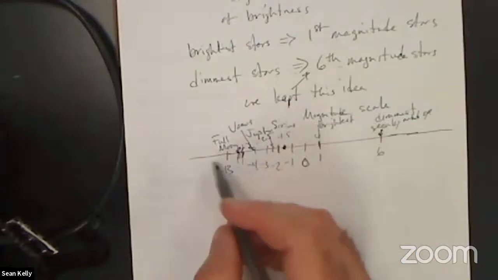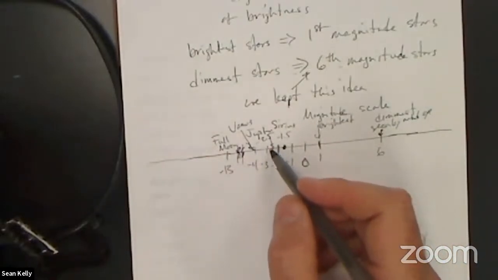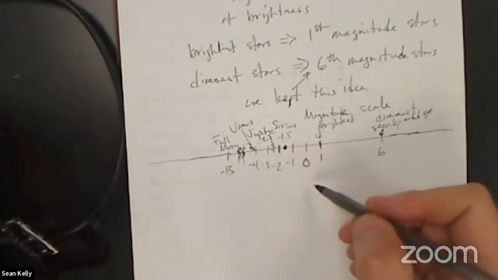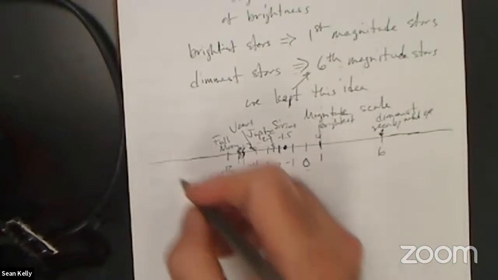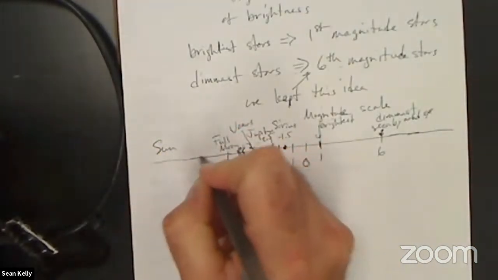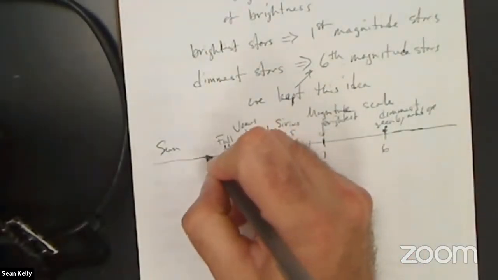And the same thing, is there anything brighter than the full moon? And the answer is, well, not in the night sky. That's pretty much the brightest it gets in the night sky. But in the daytime sky, you might know about the sun. And the sun is way down here. Again, the scale is not going to be correct. We're gonna break it.